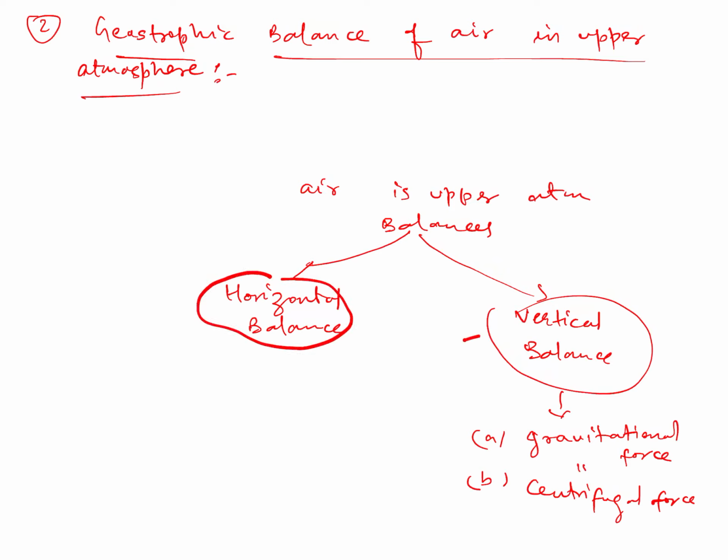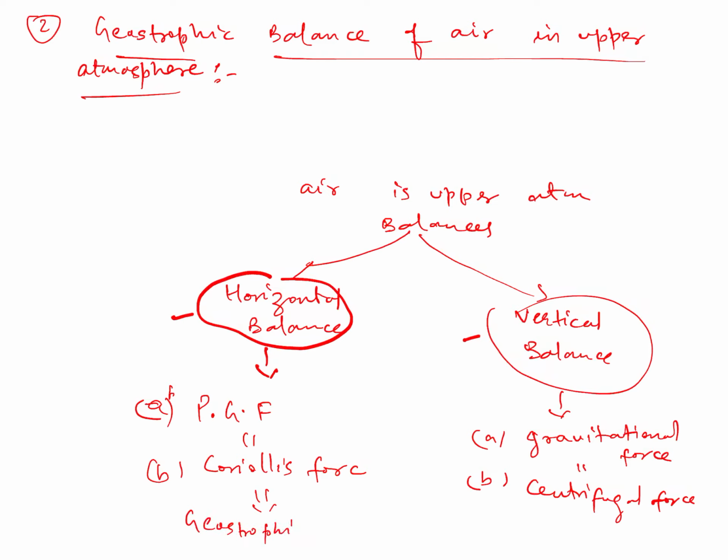We know the wind is not a vertical process. Wind is what type of process? Horizontal process. So here the horizontal balance is obtained by the balance of two kinds of forces again. The horizontal ones are the PGF, meaning pressure gradient force, and second is the Coriolis force. So when the PGF becomes equal and opposite to the Coriolis force, that horizontal balance is called the geostrophic balance.